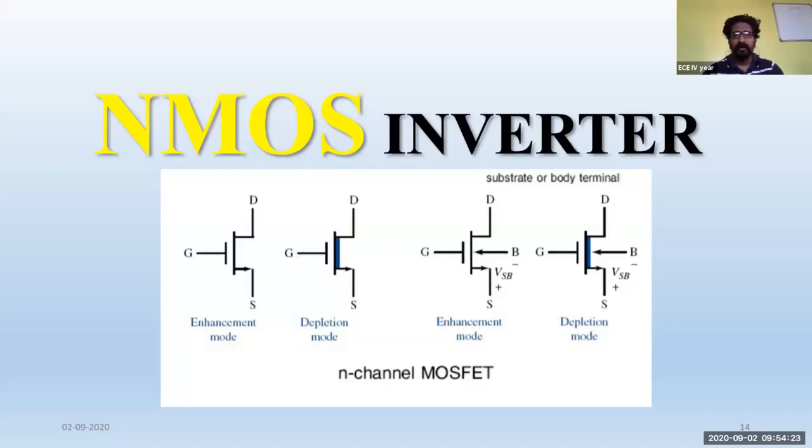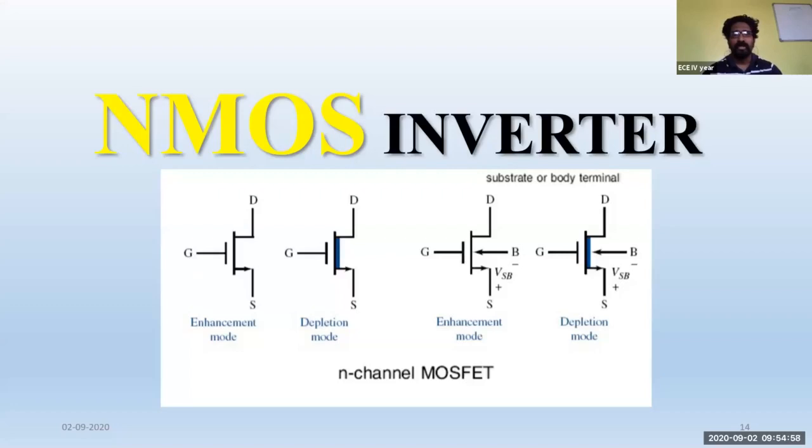The main reason it is in the on state is that the channel is present before supplying the input signal to the depletion mode transistor. Whereas in the enhancement mode transistor, the channel is not present initially. We are supposed to supply some input voltage at the gate terminal, and that input voltage should be greater than the threshold voltage.